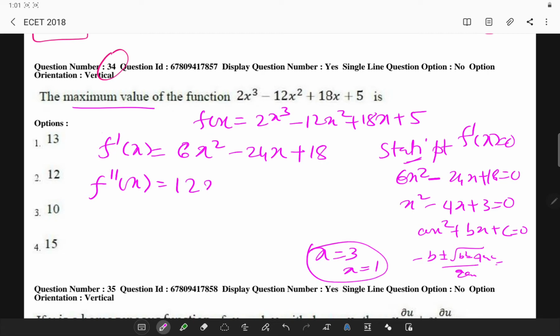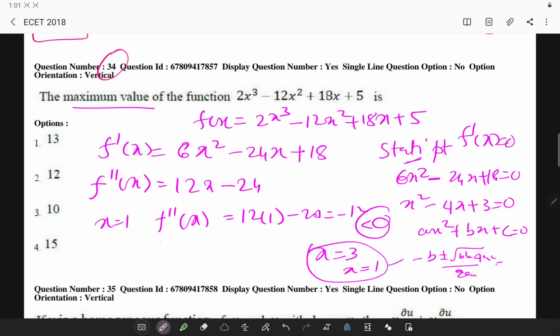So f double dash x is 12x minus 24. If I substitute x is equal to 1, so f double dash x is 12 into 1 minus 24, which is minus 12, which is less than 0. So I have f double dash x as negative. So at x is equal to 1, the value is maximum. So I simply substitute x is equal to 1. So it is 2 minus 12 plus 18 plus 5. So it is 2 plus 6 plus 5.